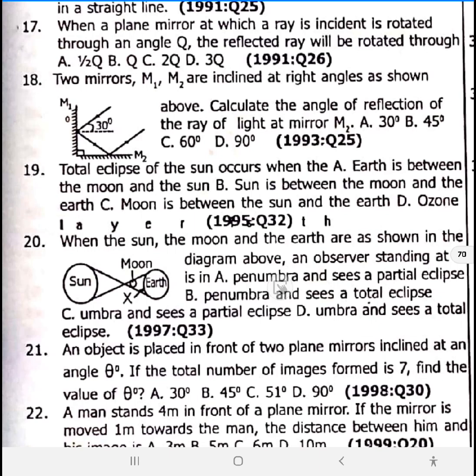Next, I want you to jot down: in an eclipse of the moon, the earth is in between the moon and the sun. So when there's an eclipse of the moon, the earth is in between. See this option C. In a total eclipse of the sun, the moon will be in between, while in an eclipse of the moon, the earth will be in between the moon and the sun. So 19 is option C.